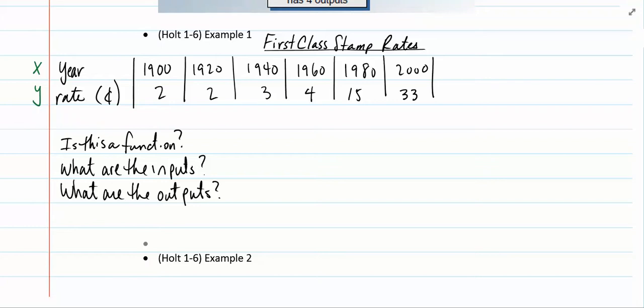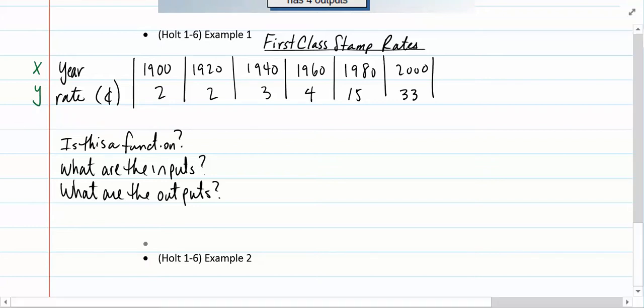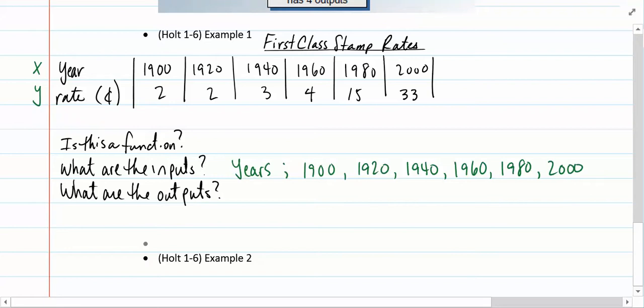And we said that the x values represent the input. So we would say here that the inputs are the years, and we have the years 1900, 1920, 1940, and 1960, 1980, and finally 2000. So what are the inputs? Let's say that the inputs are years, and those years are 1900 to 2000.